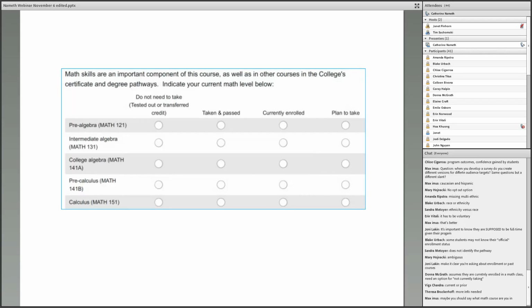So we have, again, a lot more information about our students just by thinking about our context and making a prompt more specific, asking them basically for more information that's related to the program.